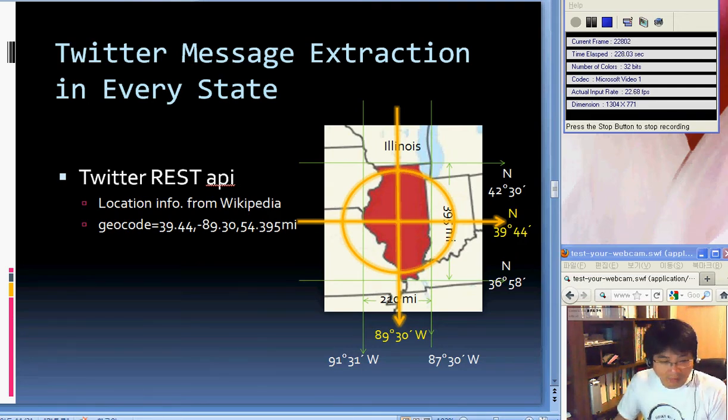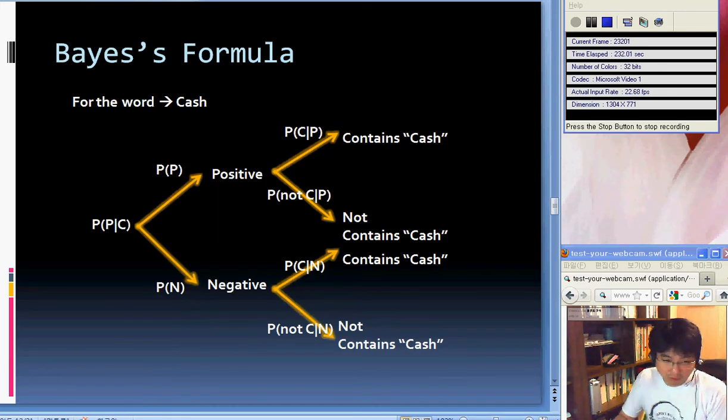For analyzing messages, we are going to use Bayes' formula. This formula has been used for spam detection for many years, so we thought we could take advantage of it to do sentiment classification. So probability of event P or N means the probability of the tweet to be positive or negative. And for the example word cache, probability C given P is the probability that the message contains the word cache among positive messages, and the following are the same pattern.